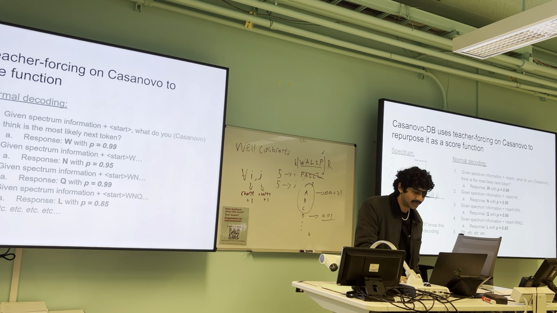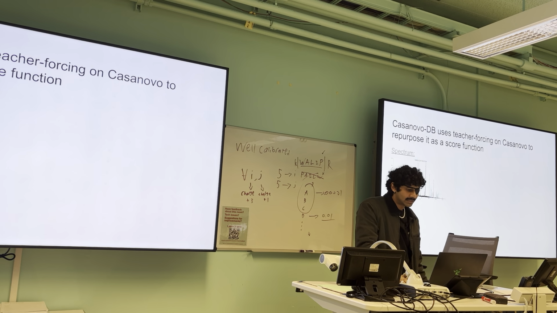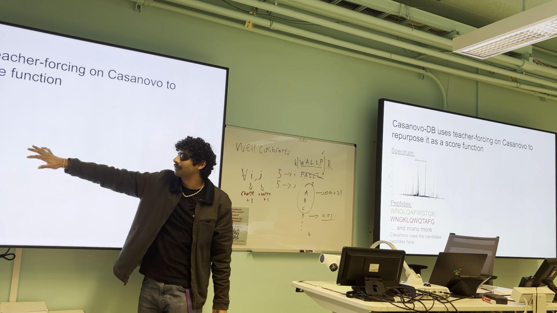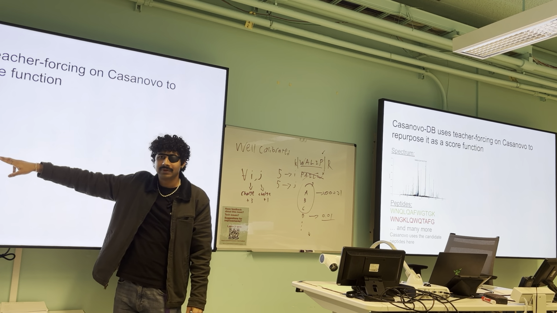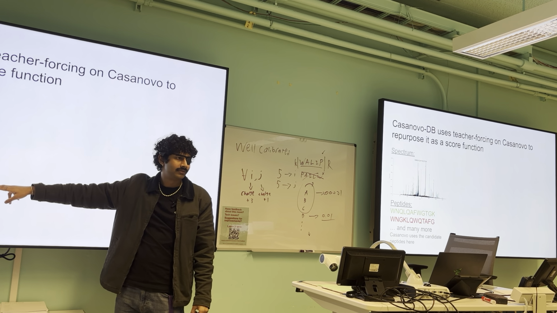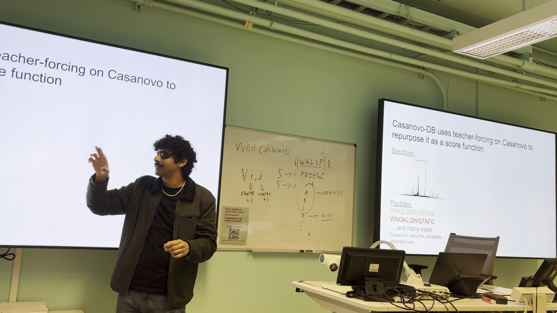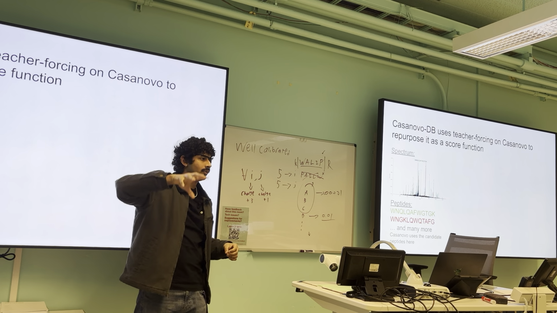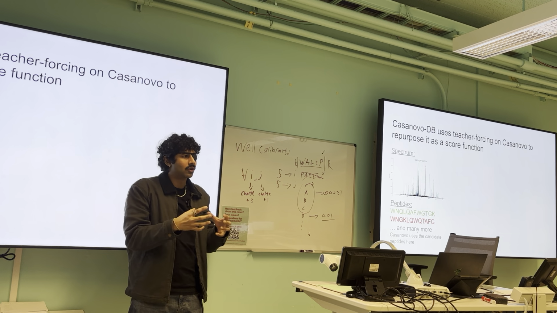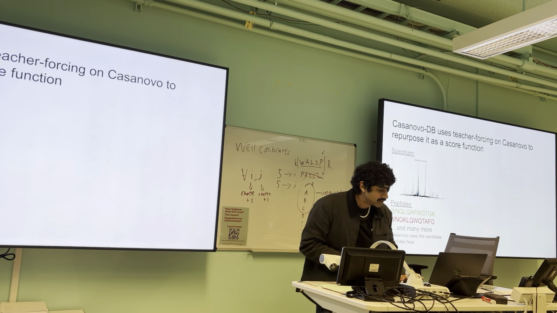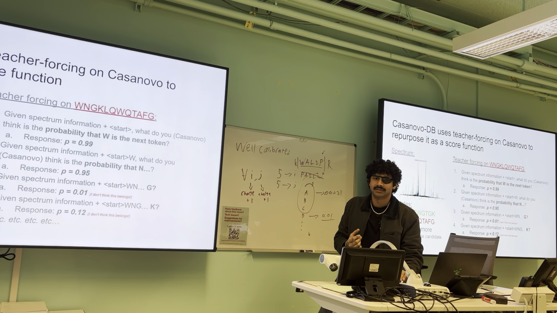It's not terribly complicated. But the idea is now we have a database search problem: a spectrum and a bunch of candidate peptides, right? So this is going back to one of the first slides. This is the database search problem. A spectrum and a bunch of theoretical candidates. We don't know which one is the right one, but we're going to score them all and figure out which one comes out on top, right? So this is where we do something called teacher forcing, right?